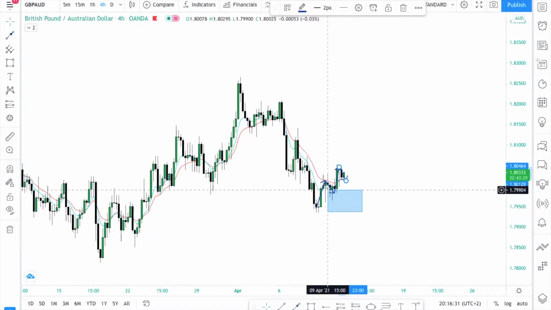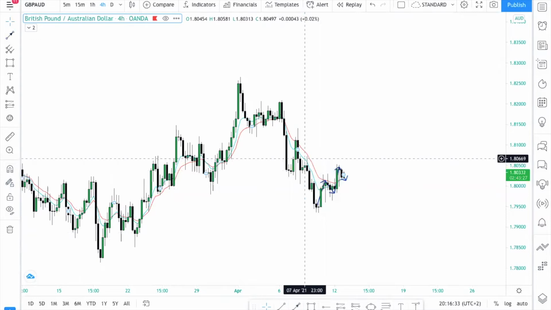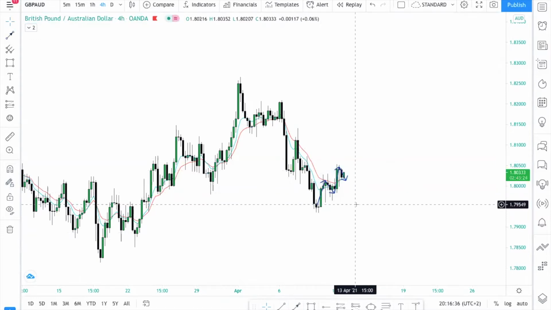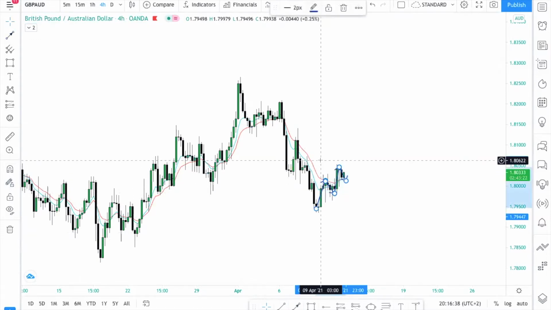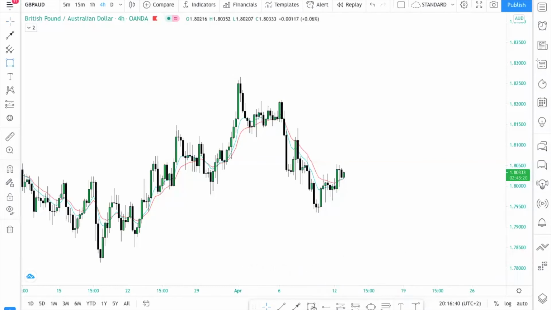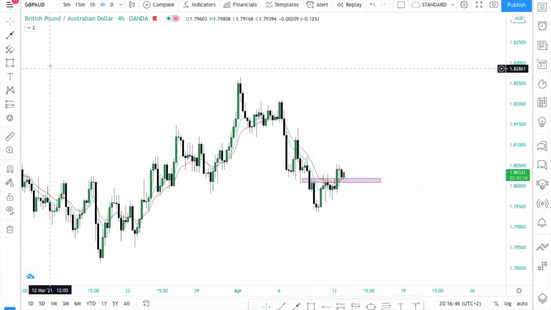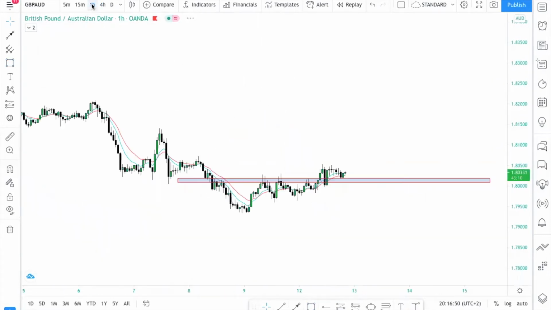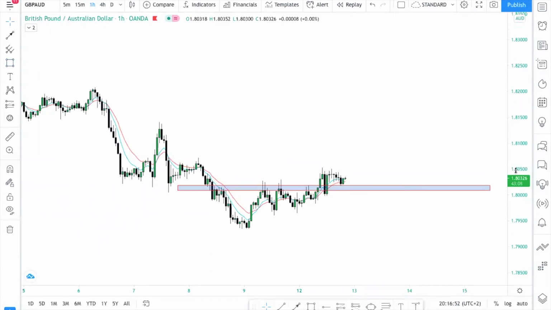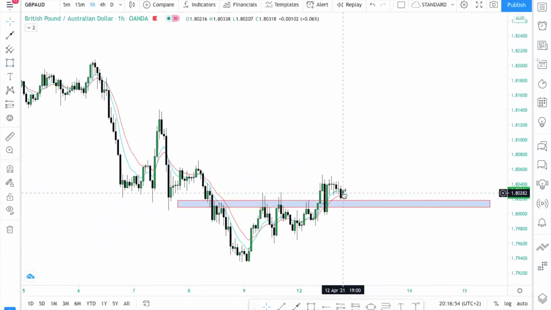let me clear this just to make it clearer. We have an area here that price has also broken above. We have a retest of that area as seen as well on our lower time frames. And it does look like price is beginning to push up.